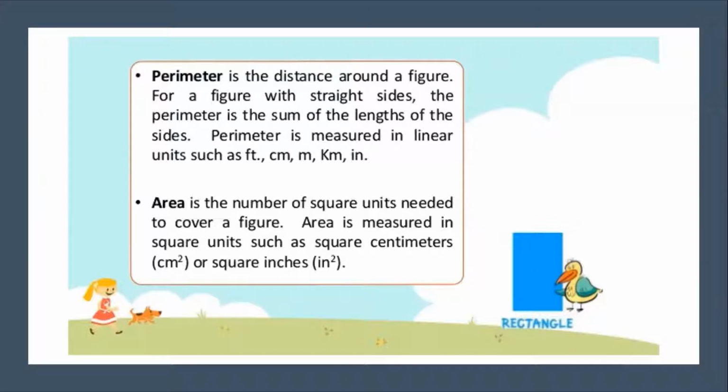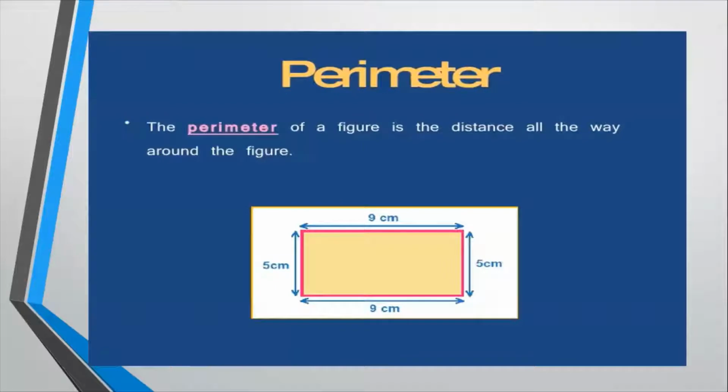So it is always mixed. We are not going to touch the definition of area right now. We are just going to touch the definition of perimeter. Now the next slide is that again, perimeter of a figure is the distance all around the figure.